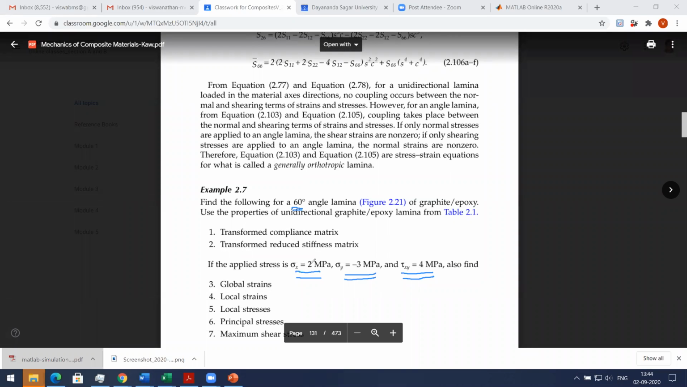Okay, so how will you find global strains from this data? If you know sigma x, sigma y, and tau xy, how will you find global strains? Transformation matrix. No, strains. What is the relation?